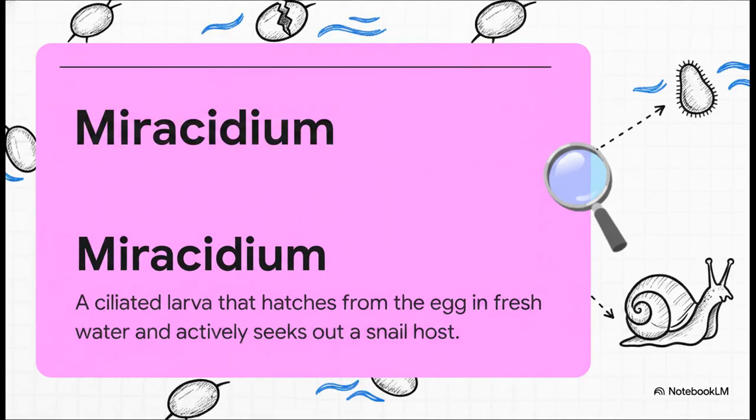So what happens when this egg ends up in freshwater? Well, it hatches, and out comes this tiny microscopic larval stage. This little guy is the miracidium. You'll notice it's covered in cilia. These tiny hairs are beating like crazy, pushing it through the water on a really urgent mission to find and get inside a very specific type of freshwater snail, which is its intermediate host.